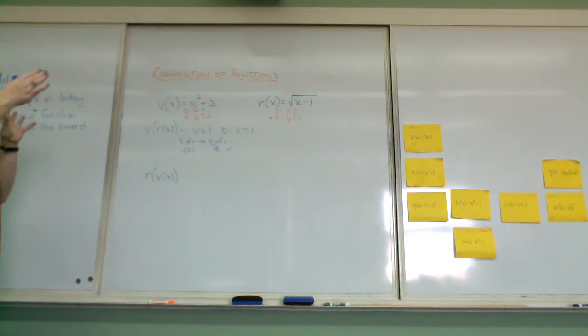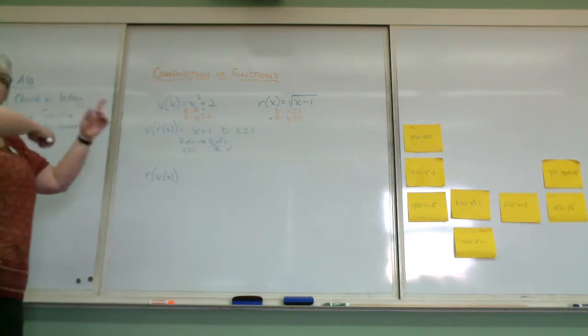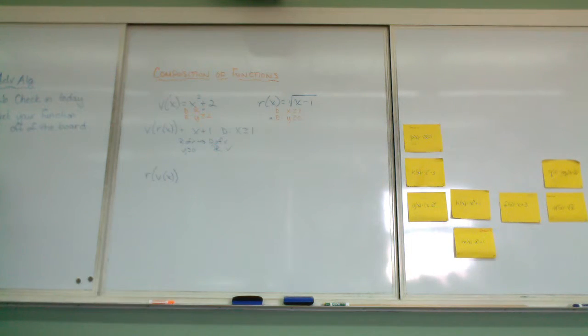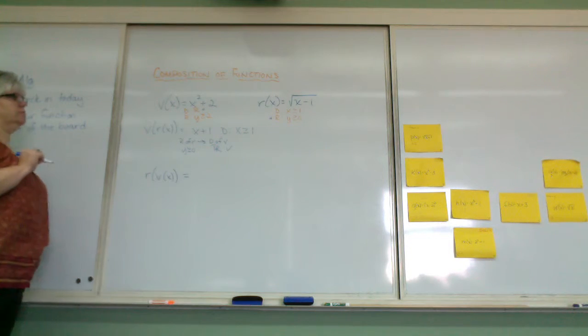Okay, so you've got to check the handoff. If the handoff works, then you go back to the original domain. And that's going to be the domain of whatever your first function was, and that's the function that's on the inside. Okay, questions on that one? Let's try it the other way. What's it going to look like if I take r of v of x?